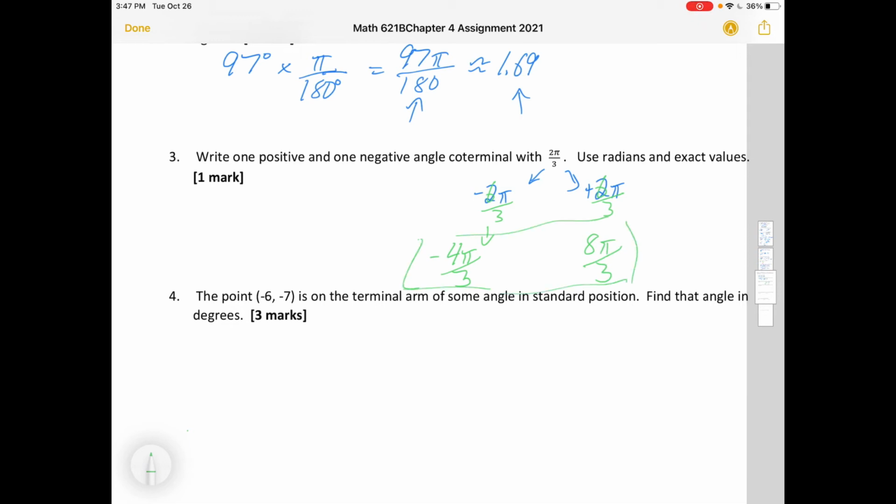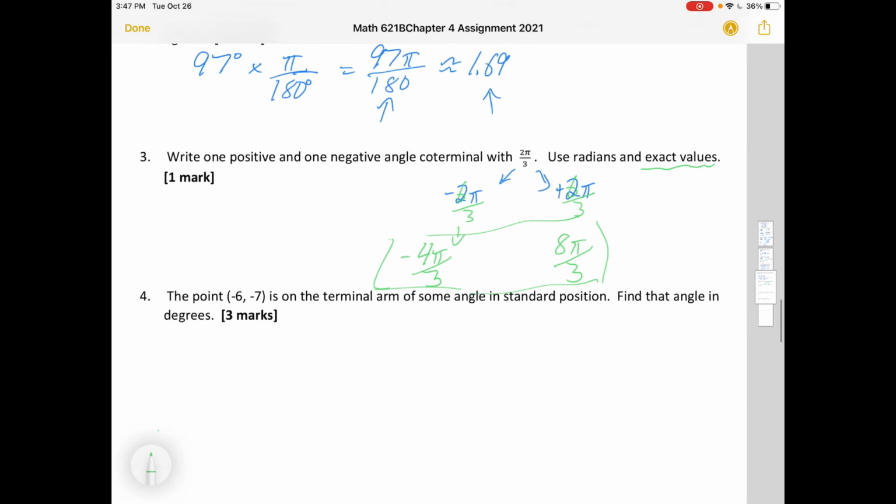Are these the only possible answers? No, but they're easy ones. They're low-hanging fruit. It does say exact values. That means just not decimal approximations. One of the easiest ways to make sure you've got exact values is not to pick up your calculator. Your brain and your pencil working will likely work in exact values.